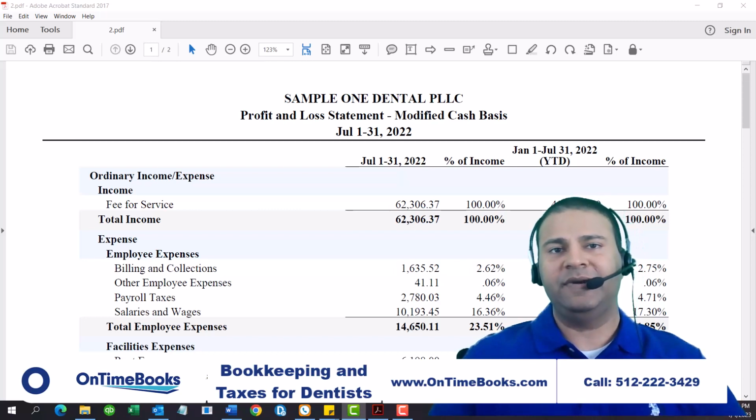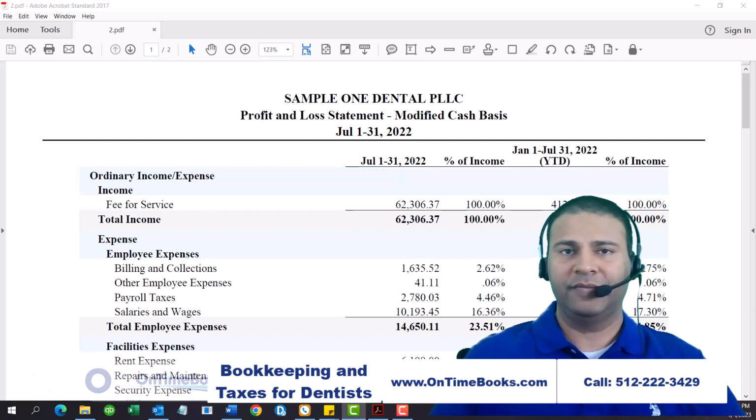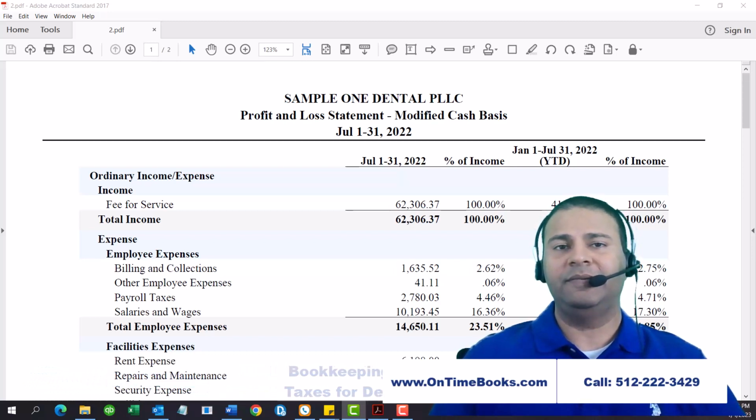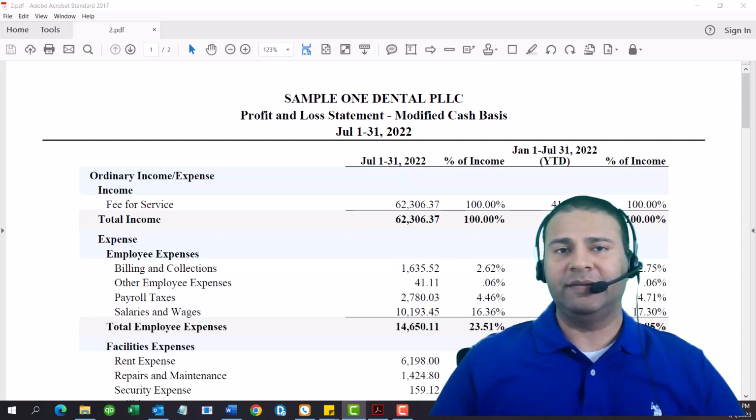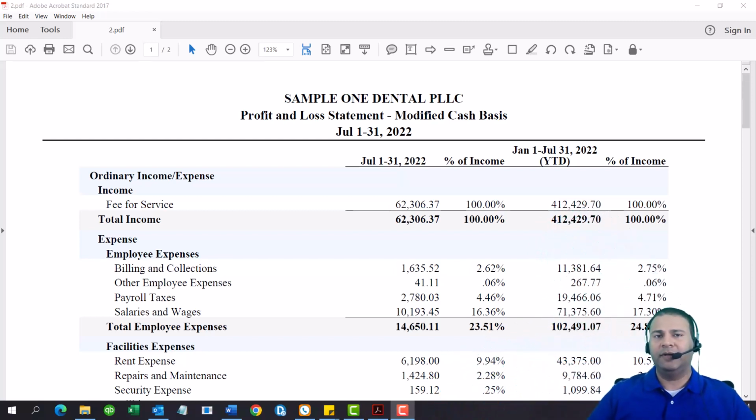A profit and loss statement is a key financial statement for any business. And as a small business owner, as the owner of a dental practice, this is something you should be looking at every month. The first thing to note about a profit and loss statement is that it is for a certain period of time. If you look here, this one is for the month of July, from July 1st to July 31st for 2022. There are two columns in here.